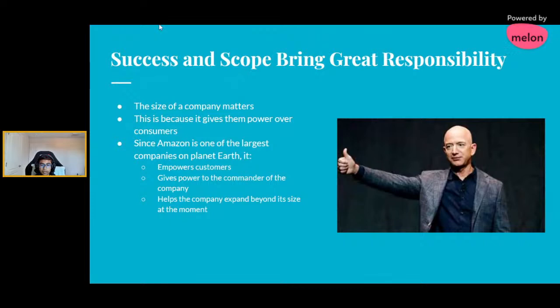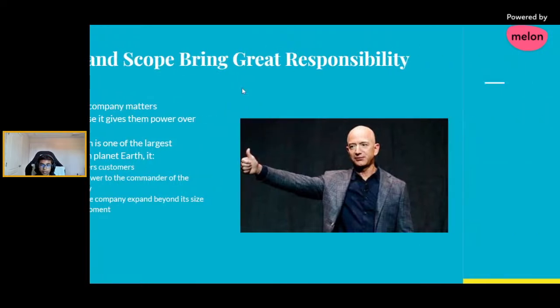Next, we have success and scope and great responsibility. The size of a company matters. This is because it gives them power over all consumers. Since Amazon is one of the largest companies on planet Earth, it empowers customers, gives power to the commander of the company, and helps the company expand beyond its current size.